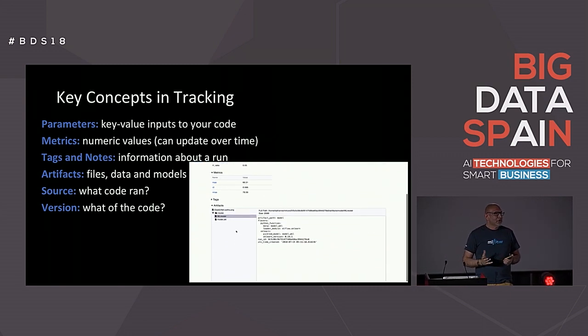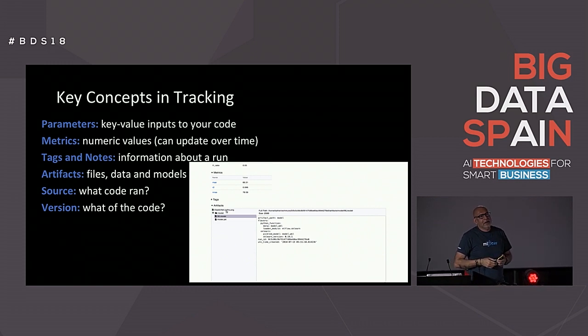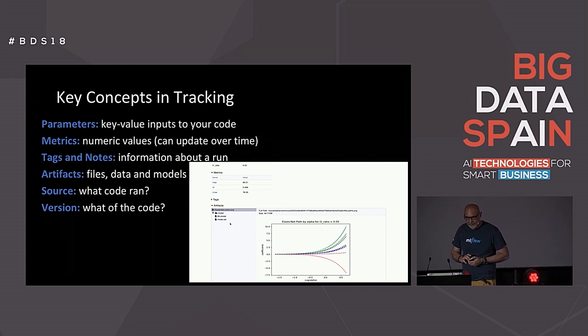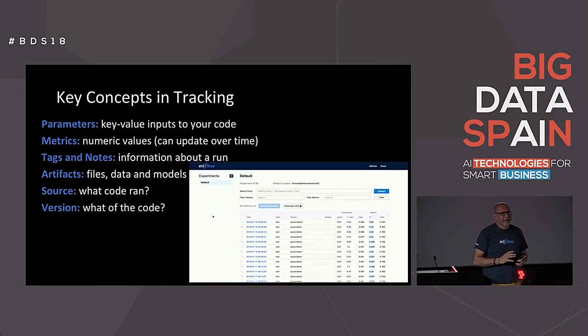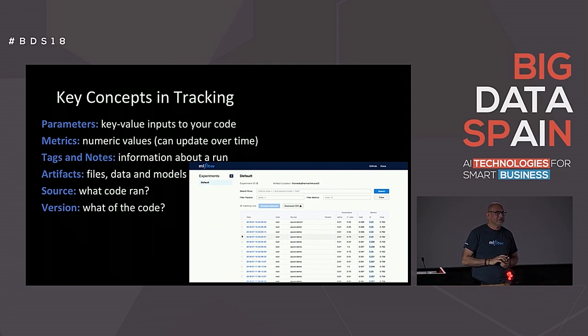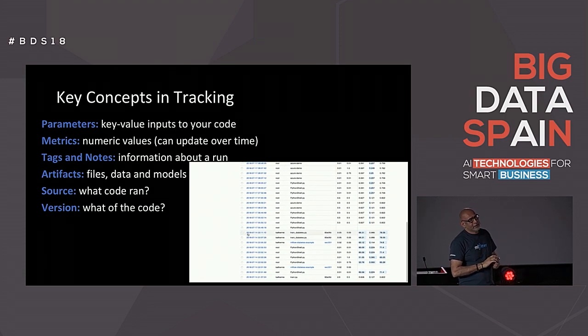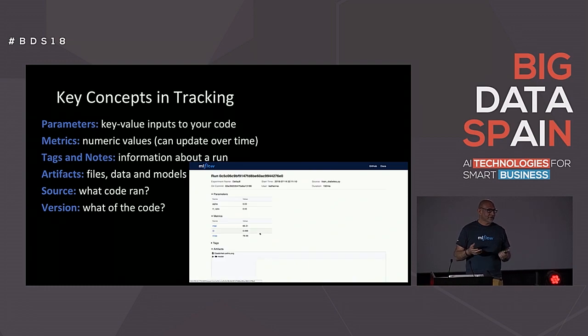There might be tags and notes. Those are sort of, here's a note, a reminder for me to actually remember something. And the artifacts are things that the model uses. This could be files, this could be a code version, this could be data from where you did the preparation. This could be source code, this could be a Git revision that you actually used. It could be the model you actually saved. Those are the artifacts. And the source is, you know, what was the origin? And then version is obviously what version of the code.